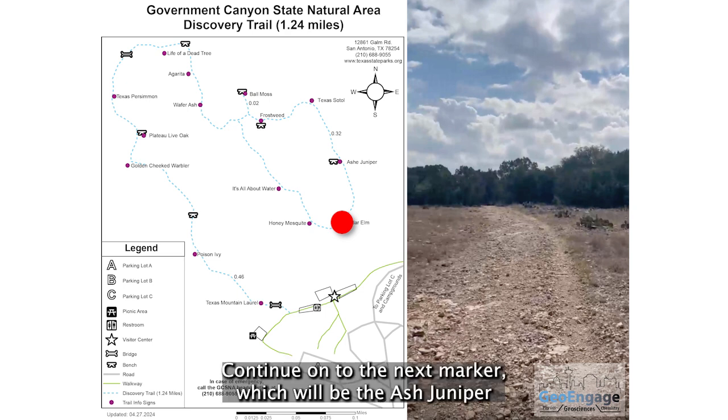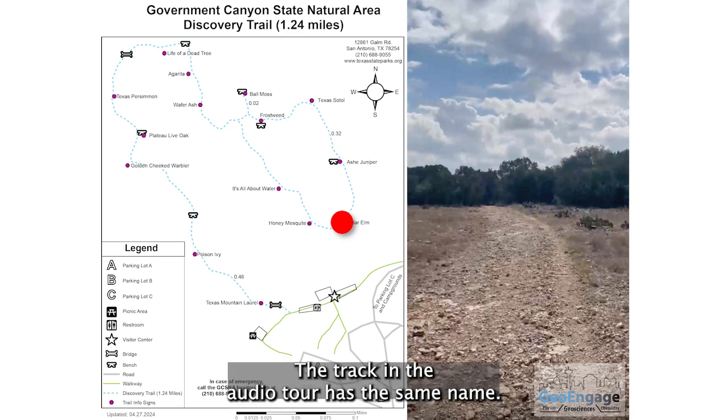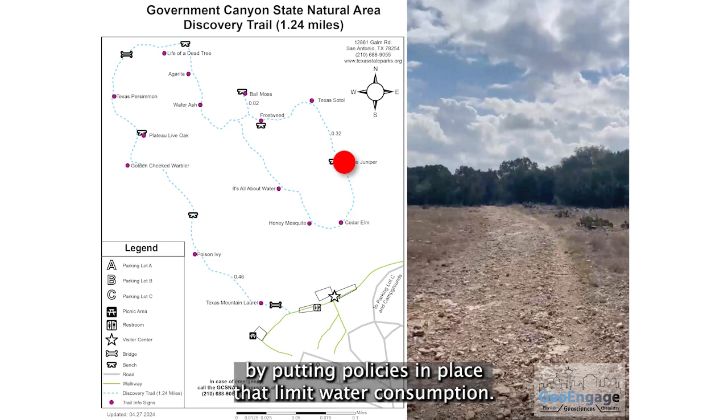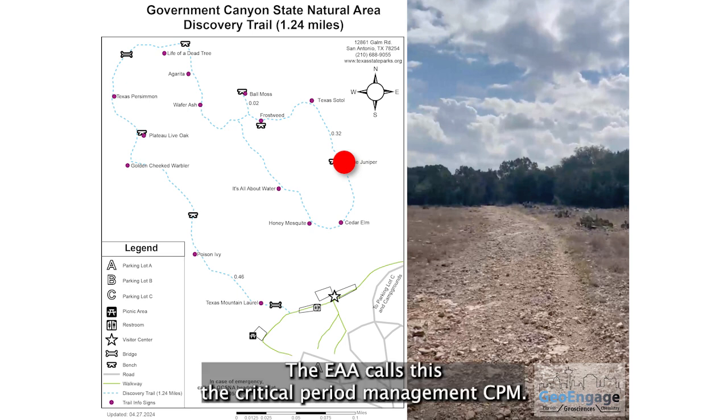Continue on to the next marker, which will be the Ashe Juniper sign on the left. The track in the Audiotour has the same name. The Edwards Aquifer Authority works hard to protect our drinking water by putting policies in place that limit water consumption. The EAA calls this the Critical Period Management, CPM.